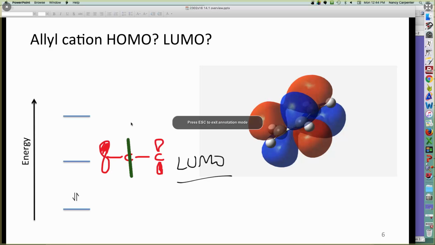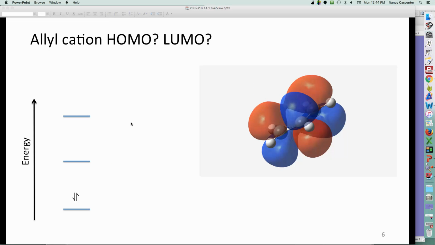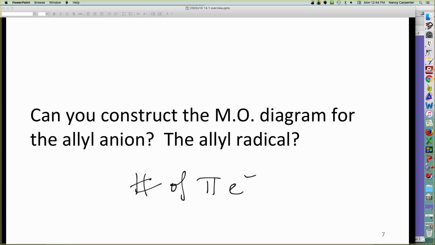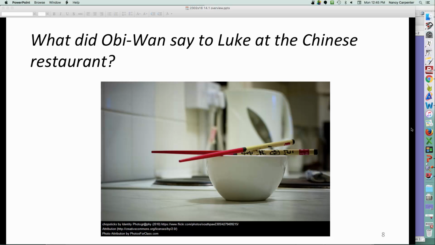All right, so moving right along. That is our molecular orbital diagram for the allyl cation. The next question is, can you take it away from here and do the same sort of exercise, but instead of the allyl cation, you would draw the MO diagram for the allyl anion, or for that matter, the allyl radical. Keep in mind, the only thing that's going to be changing is the number of pi electrons in the system. So take it away. I suggest that you do that exercise. All right, that is it for this intro.